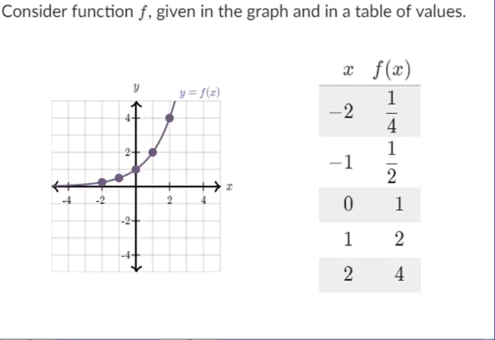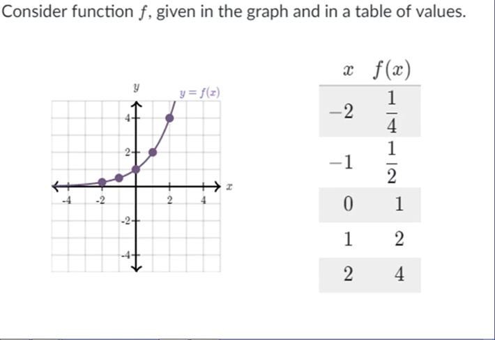Let's look at what we've got here. Consider function f given in the graph, and we have a table of select values. Now, it's not all the values here, but it is select values of f. We're going to graph the inverse of this, on the same xy axis here.